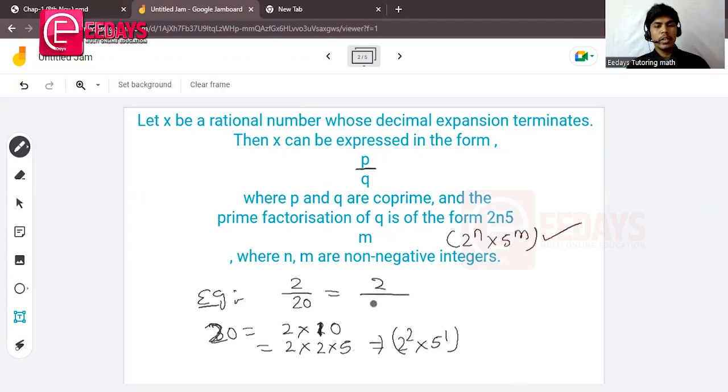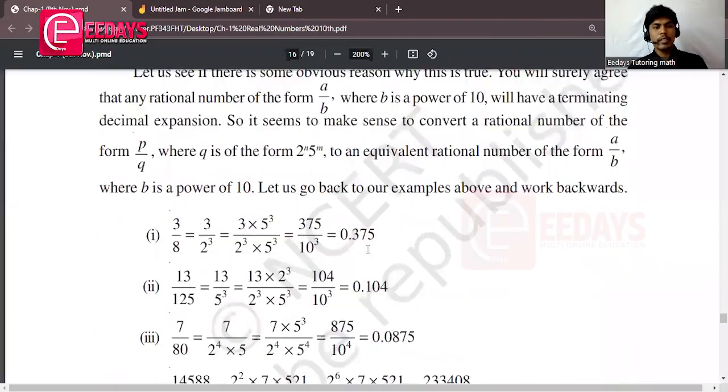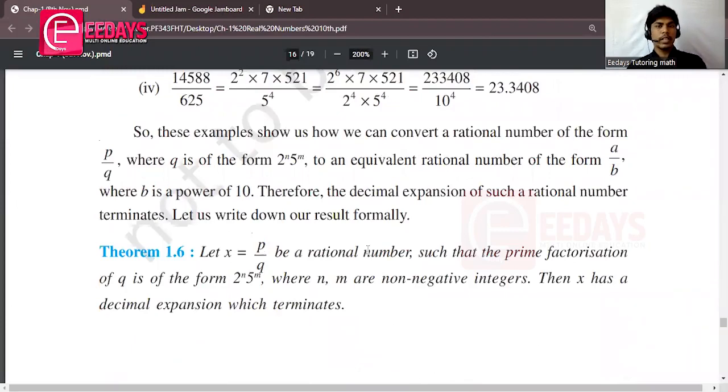So what will we get here? 2 square into 5 power 1. The denominator is in the form of 2 power n into 5 power m, where n is equal to 2 and m is equal to 1 if you compare. If it is in the form of 2 power n into 5 power m, then we can conclude that it is the decimal expansion of a rational number.